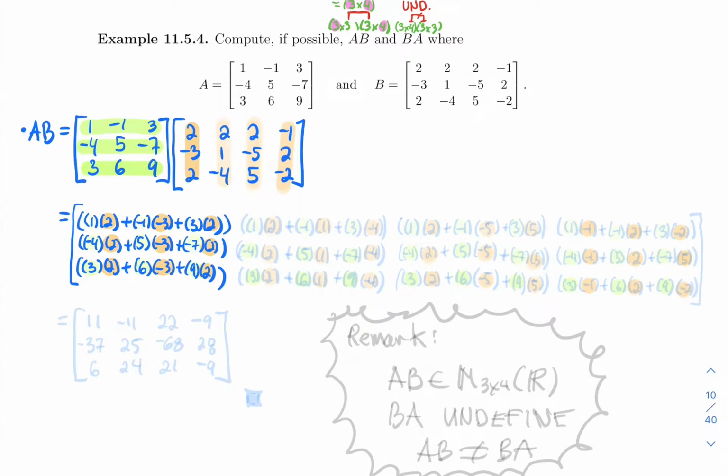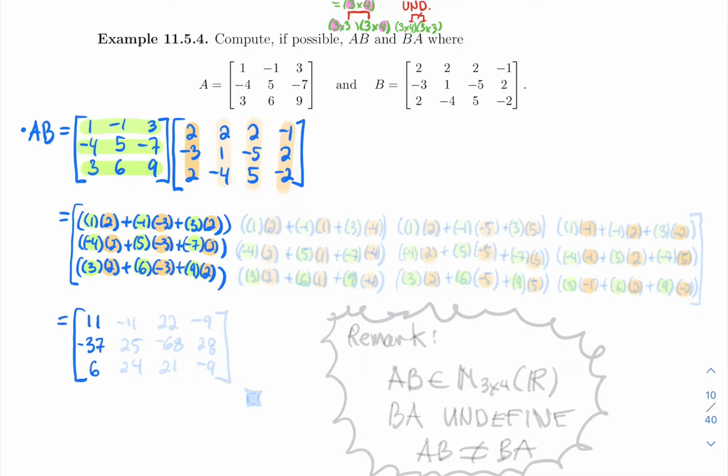And then if you look at where the rows were used, if I go back to green, you see my first row, 1, minus 1, 3. My second row was minus 4, 5, and minus 7. And my last row was 3, 6, and 9. And then I do the actual computation. If you just multiply and add, you're going to get 11 for the first entry. You're going to get minus 37 for the second entry, talking about the first column here, and then the last row will be 6. So that's my first column computation.